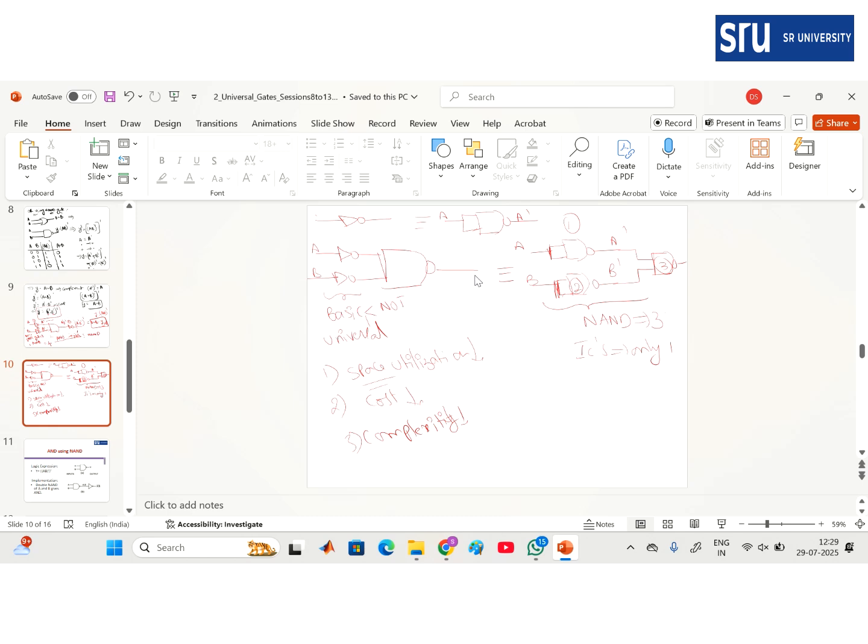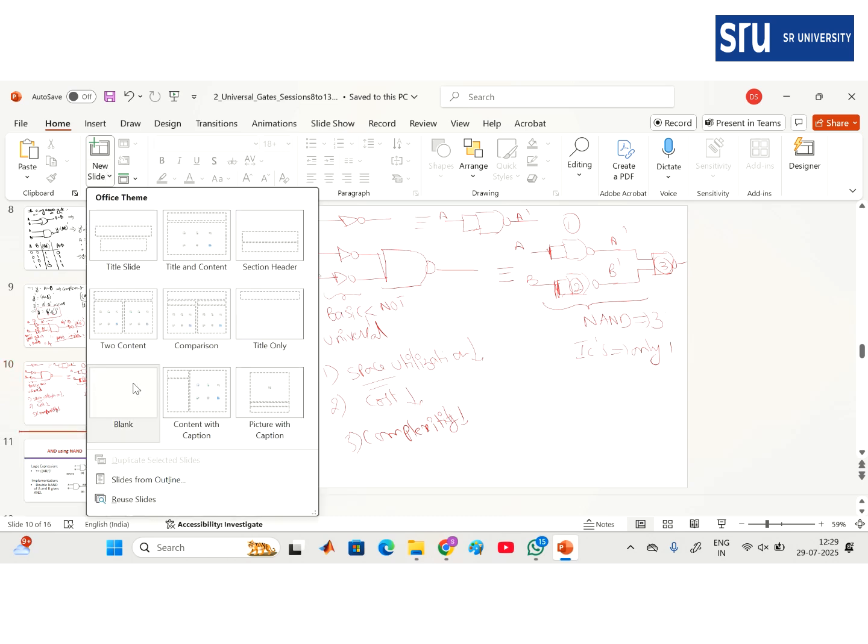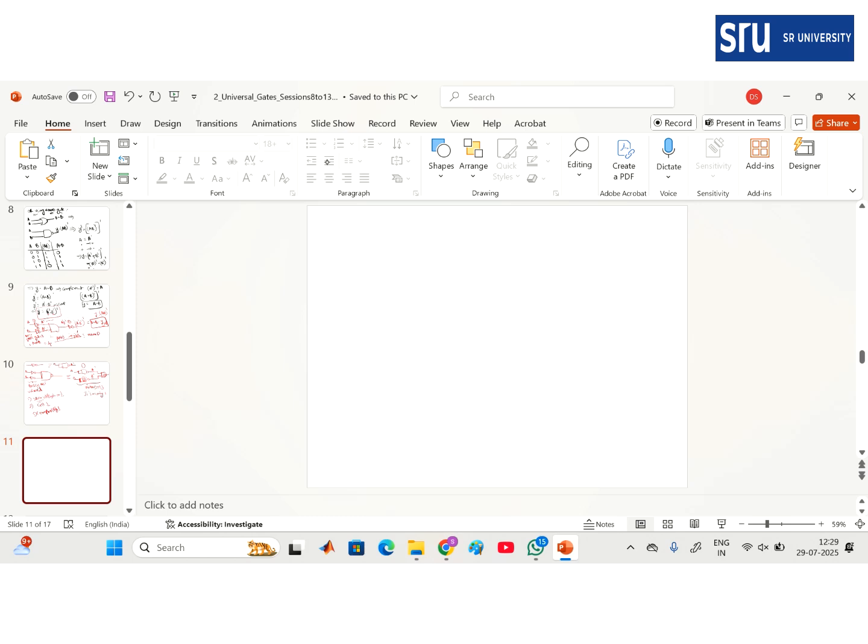So this is the final circuit we have to draw using Tinkercad. Using Tinkercad, first we have to use 3 NAND gates: one NAND gate connected to get A bar, a second NAND gate to get B bar, and a third NAND gate to get the overall output expression, that is A plus B.